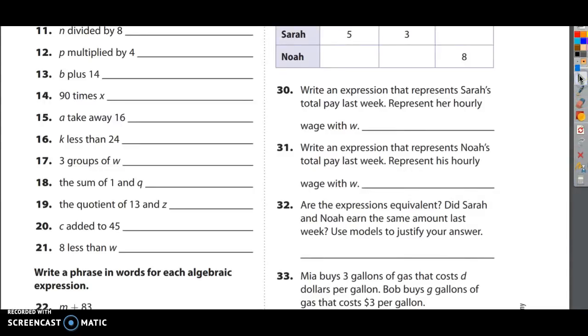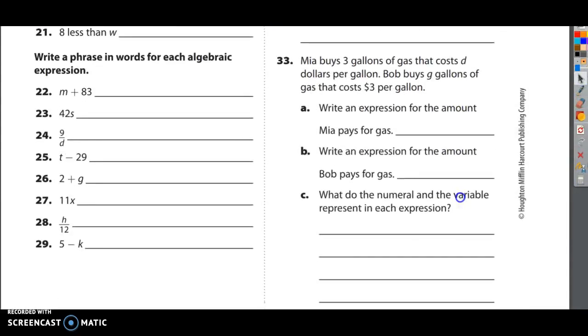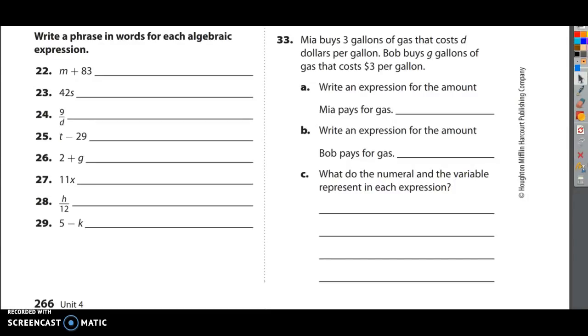Let's do the bottom of the page, number 33. I think we can see the whole thing. Mia buys 3 gallons of gas that costs D dollars per gallon. Bob buys G gallons of gas that costs $3 per gallon. Write an expression for the amount Mia pays for gas. So Mia buys 3 gallons and they cost D each. So what did Mia spend? She spent 3 times D.